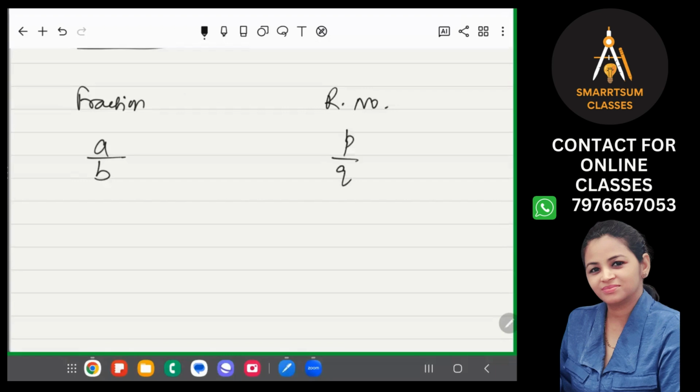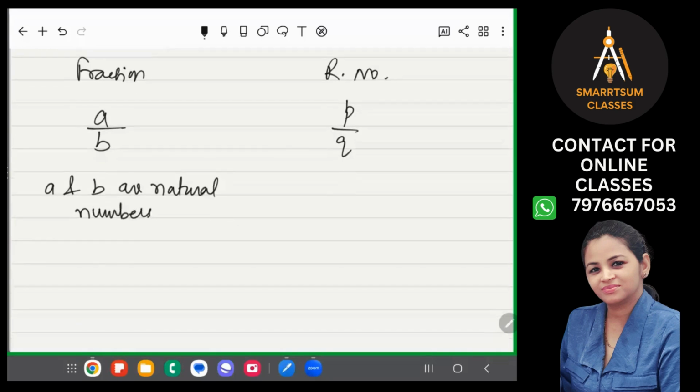In fraction, the A and B, the numerator and denominator, are natural numbers. What are these? These are natural numbers, right? And B is not equal to 0, right? The value of B should not be equal to 0. And A and B are natural numbers. Natural number means either they are 1 or 2 or 3 or 4, means all counting numbers, right? The value of A and B are all counting numbers, 1, 2, 3, 4, 5, 6, and so on, right?